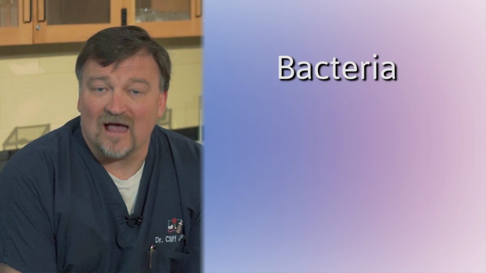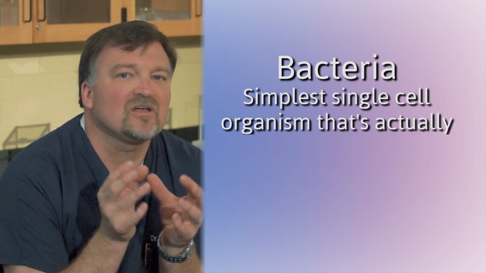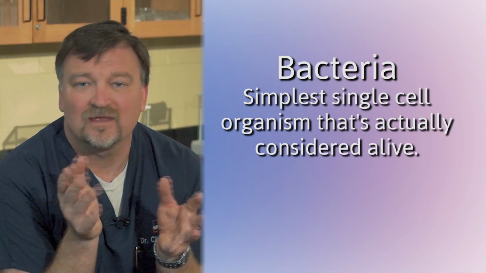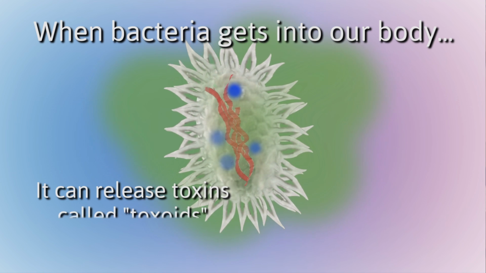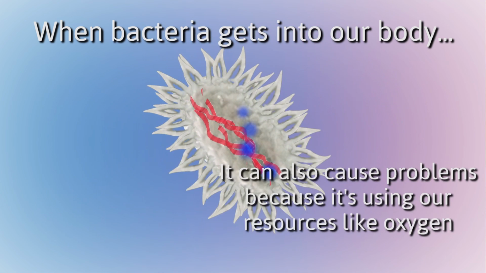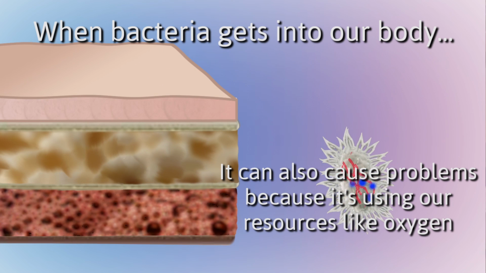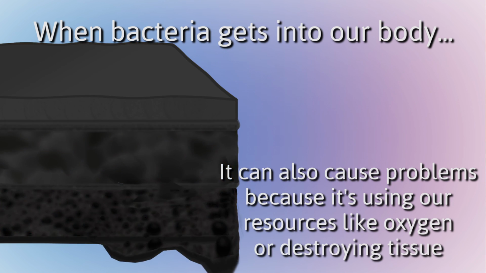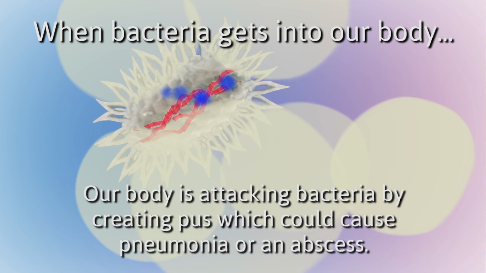Now, the next cell that we have is our bacteria. Now, bacteria are the simplest single-cell organism that's actually considered alive. Now, what it does as far as causing disease is it gets into our body and it can release toxins, which are called toxoids, which can make us sick. It can also cause problems because it's using our resources like our oxygen, or it gets in the way and causes problems and actually destroys tissue just because it's taking over. Or our body is attacking it and creating pus, which can cause problems, such as pneumonia or if you had an abscess.